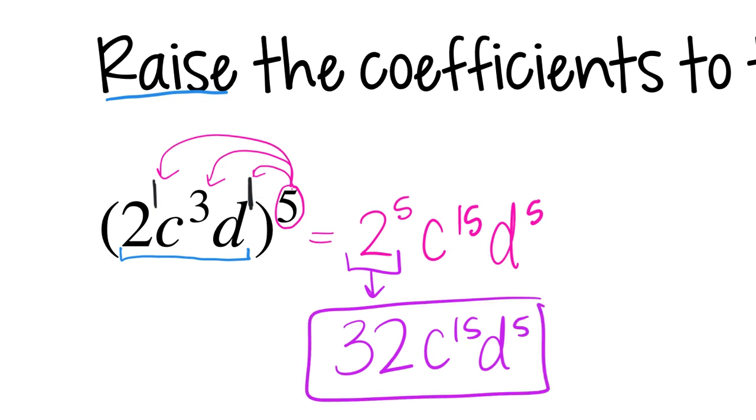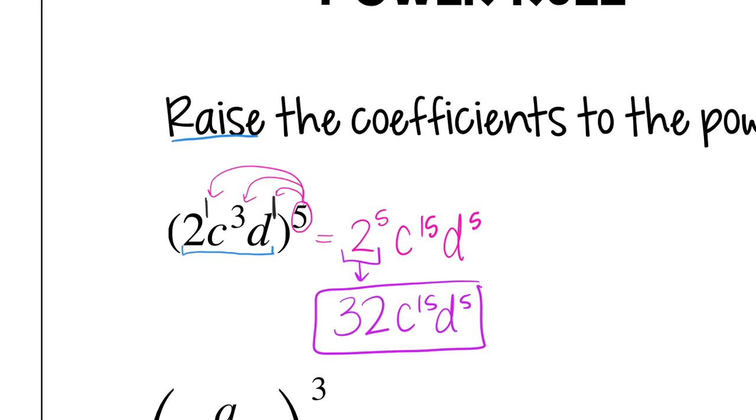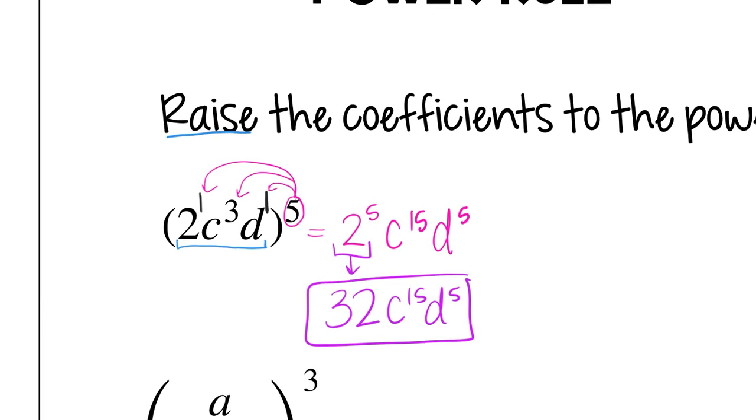Okay, so with power rule, that's how it works. You take the coefficient, the big number here, and you raise that to the power on the outside, and then you multiply all these exponents. So I think it's easy if you just put the little ones here, and then you're almost like distributing this exponent to all of the other ones.